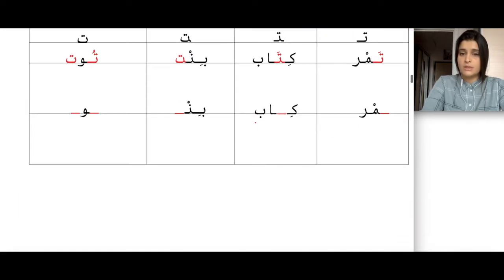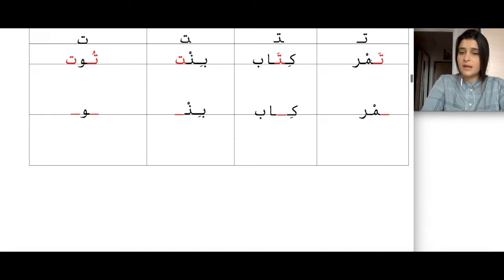Here we have the words. In the beginning of the word, letter Ta looks like this. Let's read the word. Tamr. Tamr means dates. Tamr. Tamr. Kitab. Kitab.